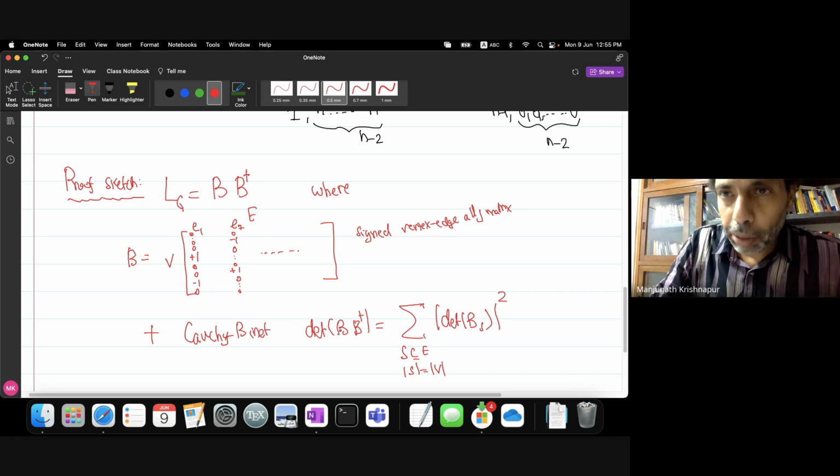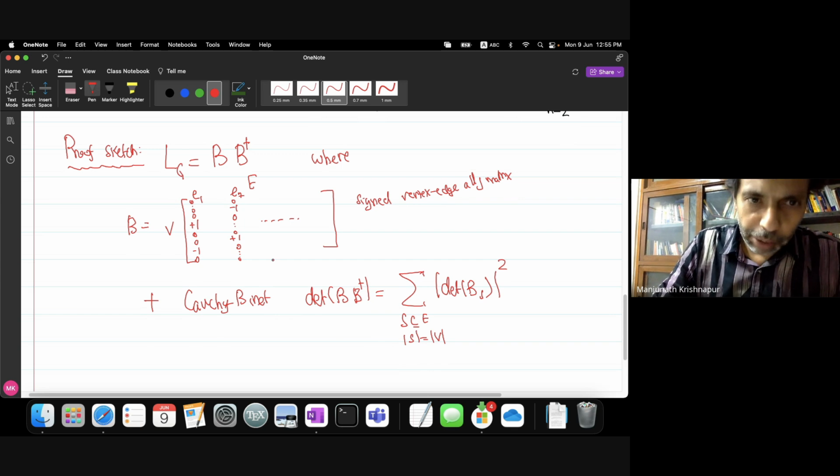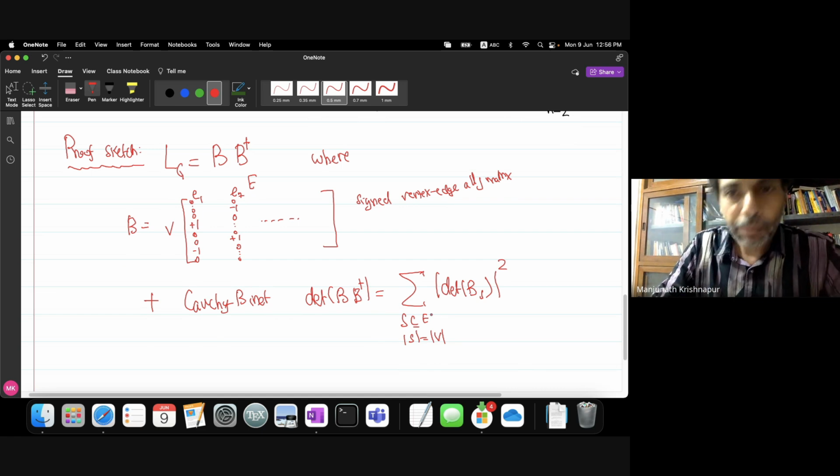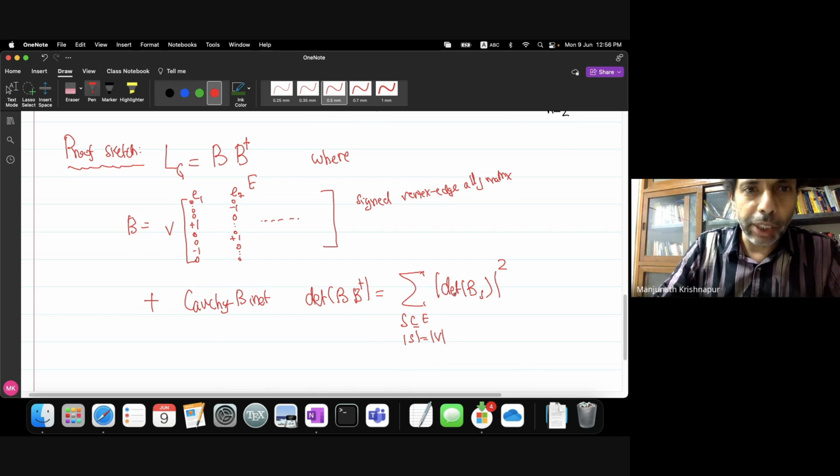it's not determinant B into determinant B dagger. That doesn't make sense because B is not a square matrix. But what you do is you pick any number of columns which is equal to the number of rows, so that you get a square matrix. So you take any subset of edges with the same number of elements as the vertex set. That is what I call B sub S: you take the columns corresponding to the subset S. And then that's a square matrix. You can find its determinant, you can square it. And Cauchy-Binet tells you it is this.